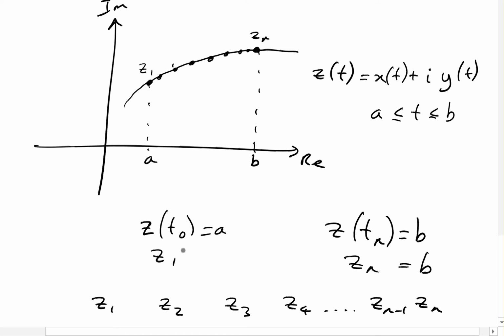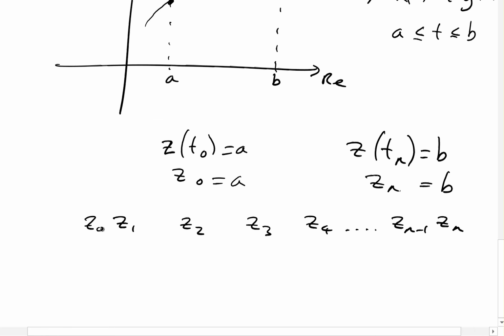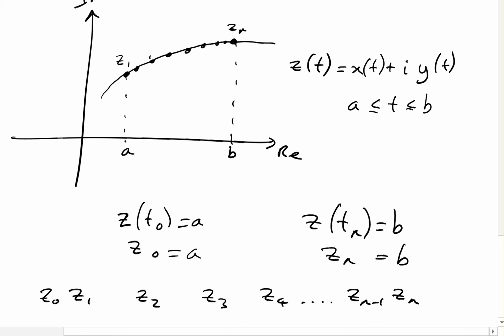Maybe I should call that Z0. So Z of T0, I'm just going to rewrite as Z0, and Z of Tn, I'm just going to write as Zn. So at Z0, I'm at the start of my interval, and at Zn, I'm at the end of my interval. Hopefully I made that a little bit clear.